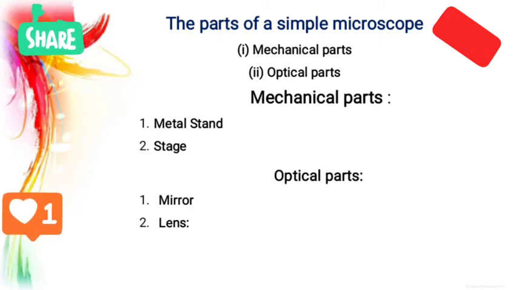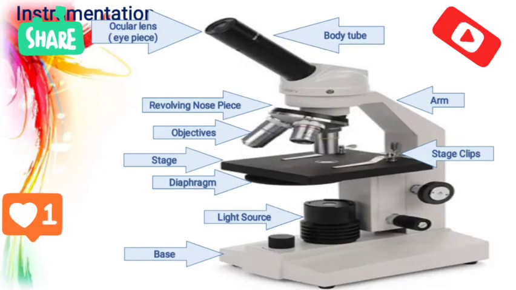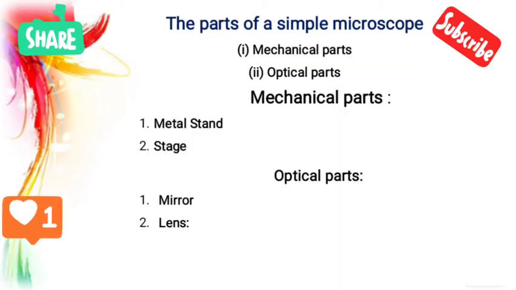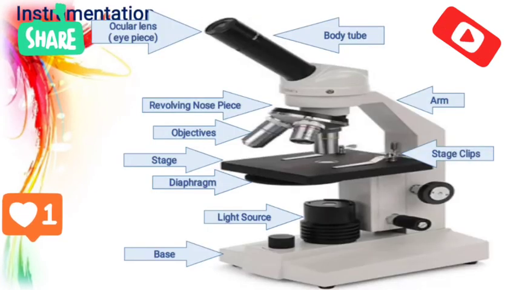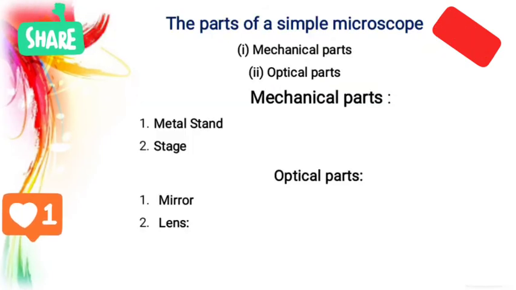Then the parts of a simple microscope: we have 2 parts, mechanical and optical. In mechanical we have the metal stand, that is the whole body of the microscope. And then we have the stage where the specimen is kept. Then we have the optical parts, those are the mirror used to impart the light through the specimen and the lens to focus.